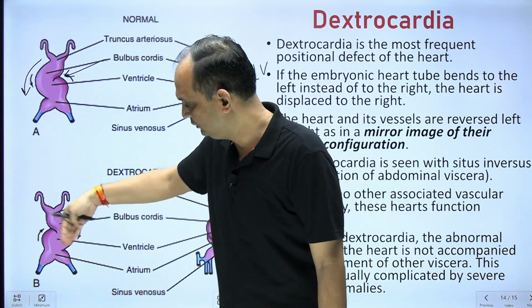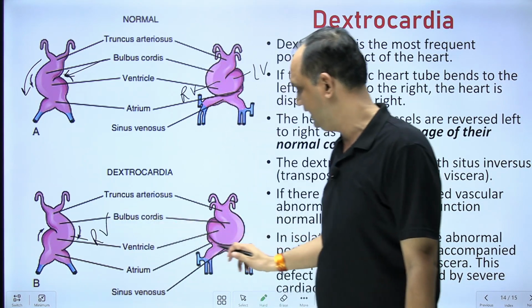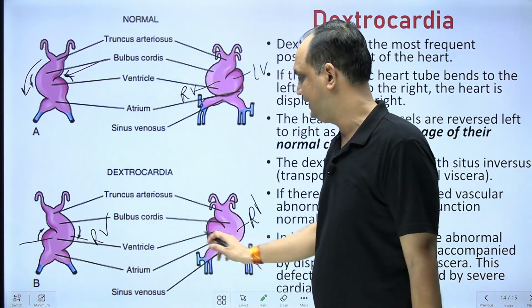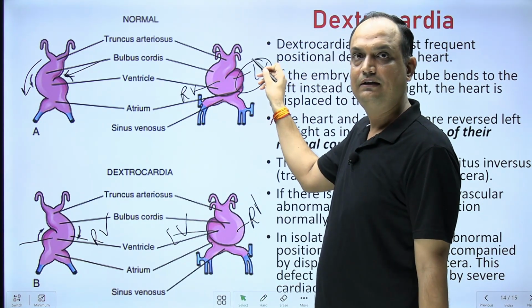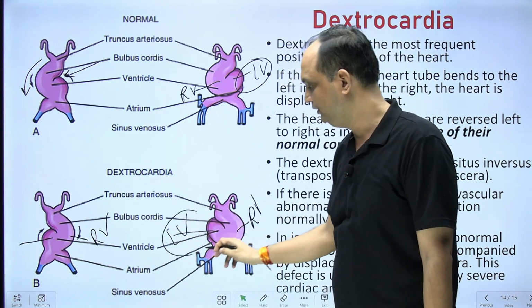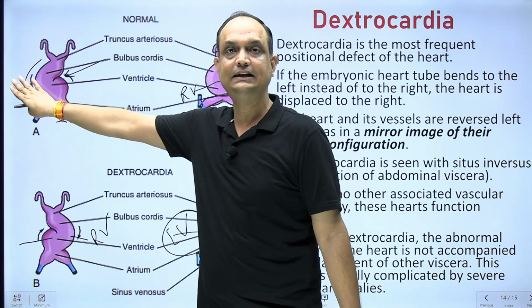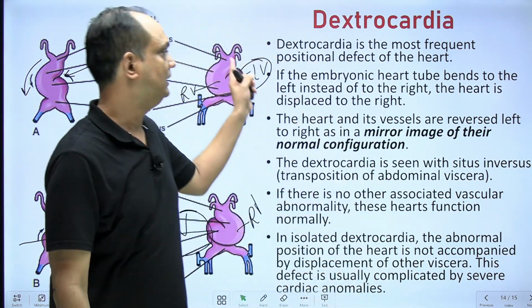But if this loop goes to the left side, what will happen? The right ventricle comes on the left side and the left ventricle goes on the right side. So normally the left ventricle should come on the left side. Here the left ventricle is going on the right side. Why? Because this loop which has to rotate to the right side rotates to the left. Clear? So what is dextrocardia?